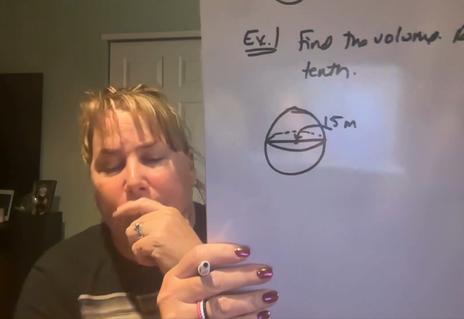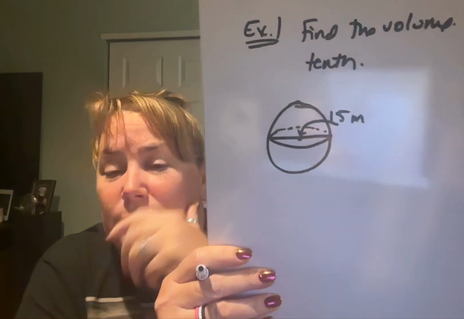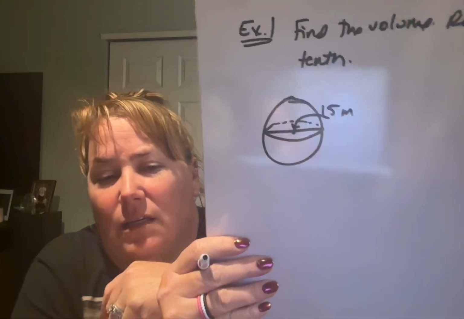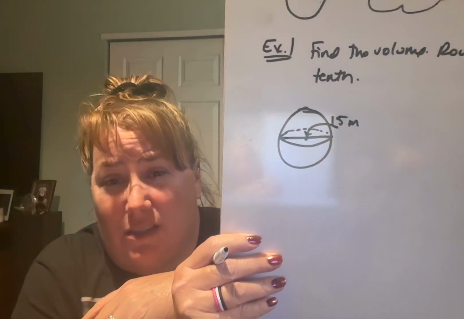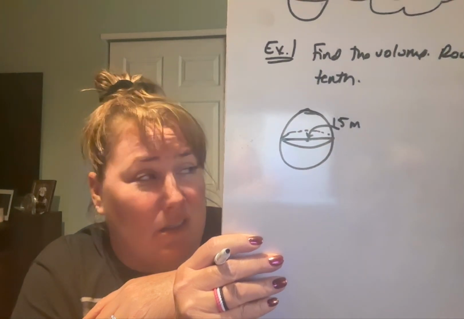Sphere, same directions. Let's go, 15 meters. Okay. So the sphere has a diameter of 15 meters. So that's like 45 feet all the way across.